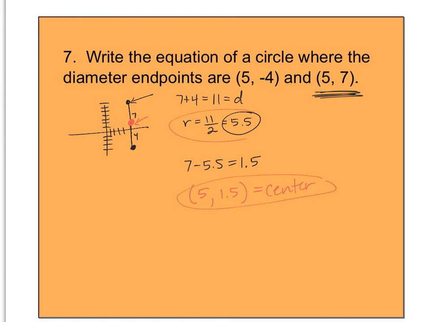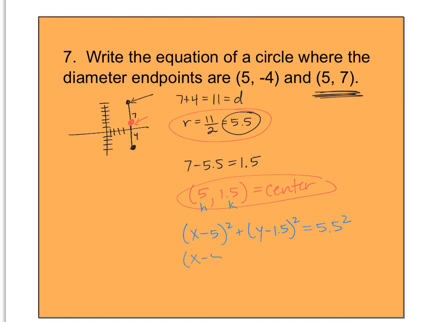So we have the radius and we have the center. We can write the equation. So here we go. Let's try to write this equation. It's going to go x minus what? Right here. This is our h, this is our k. So x minus 5 squared plus y minus 1.5 squared equals, and then think about what's the radius? 5.5 squared.